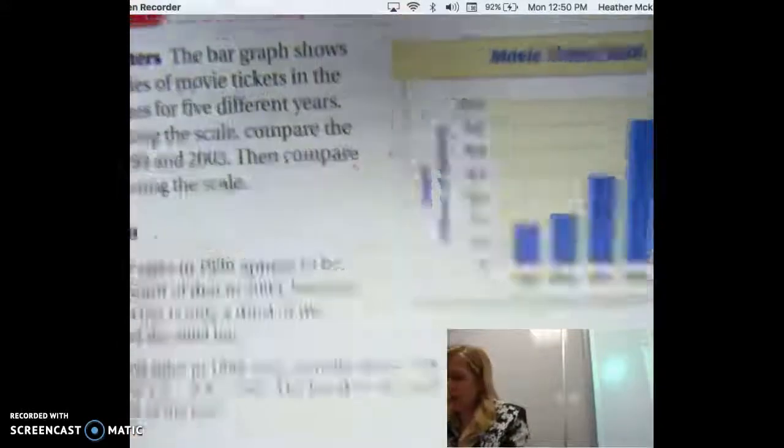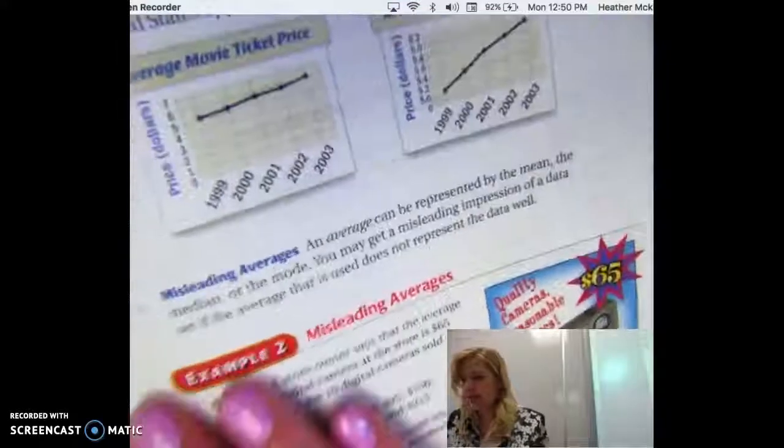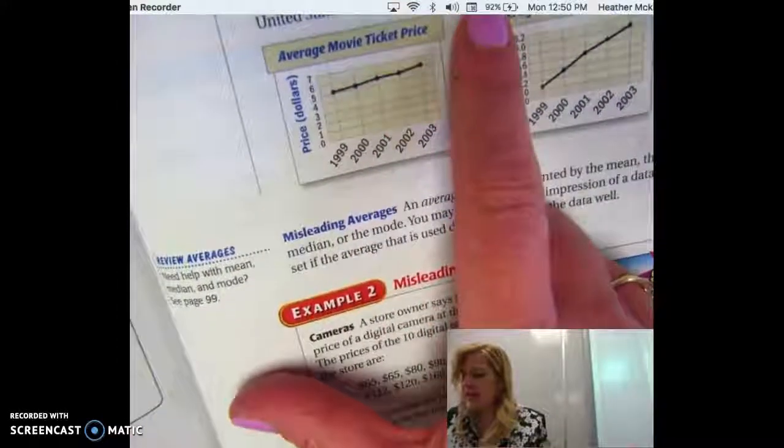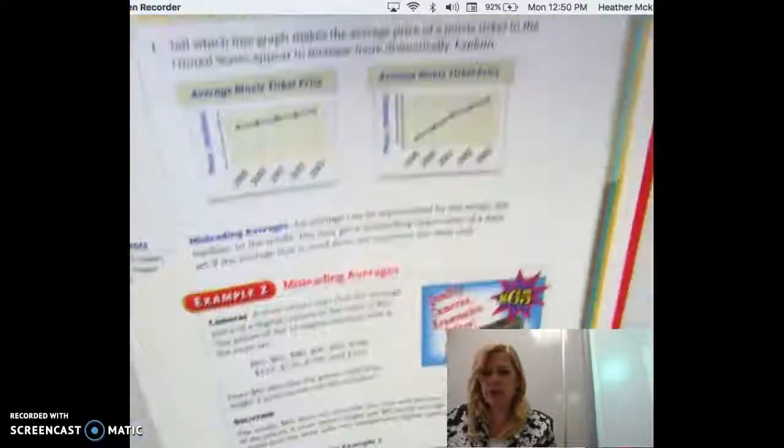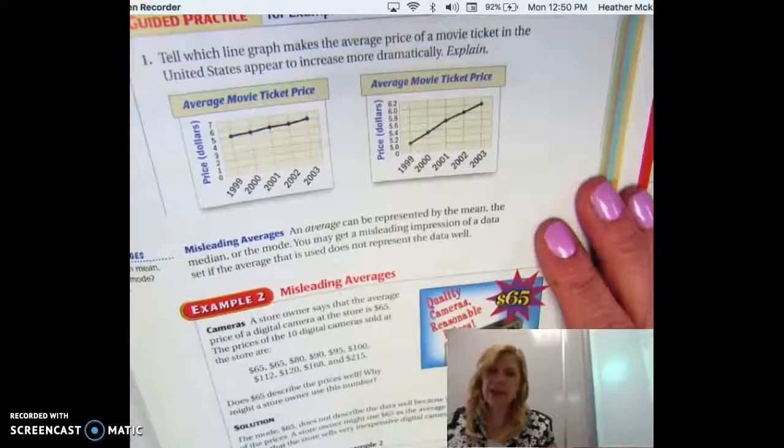So the next one that I was thinking of is the movie tickets. Which of these graphs make the average price of a movie ticket in the United States appear more dramatic? Well, it's not a tough question.